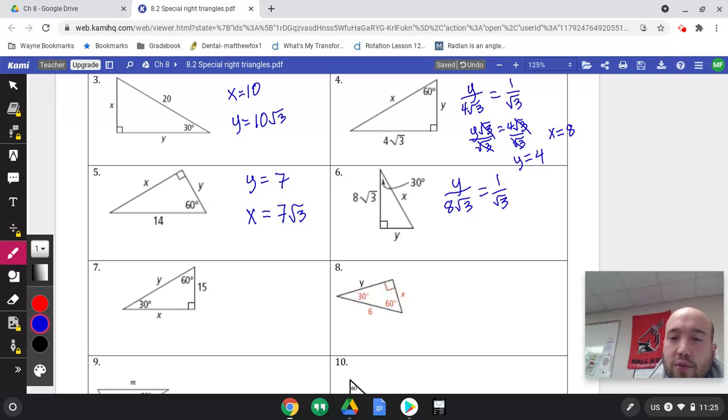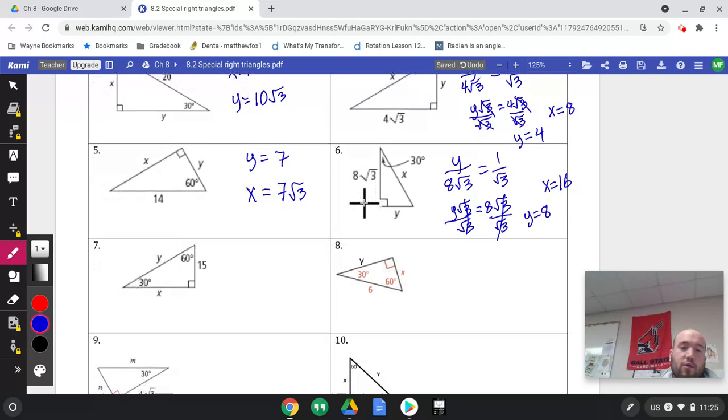Much like number 4, when we cross multiply, we'll get y square root of 3 equals 8 square root of 3. We divide the square root of 3's, they cancel here. Divide square root of 3, cancels there. We're left with y equals 8. To find x, we just double that. So x will equal 16.